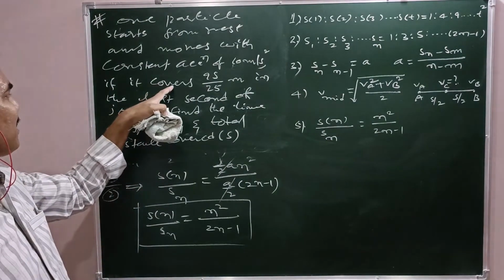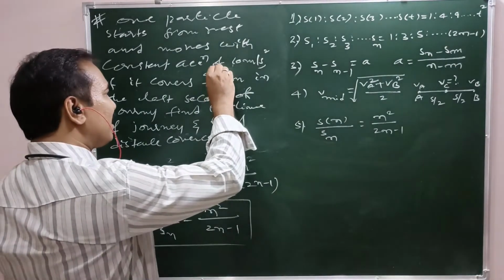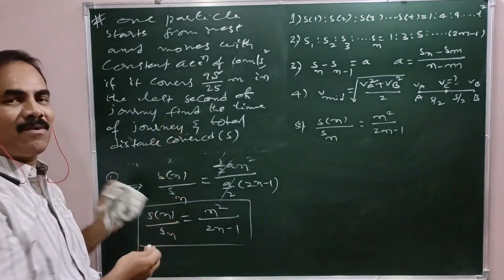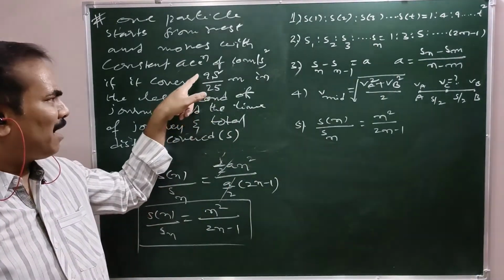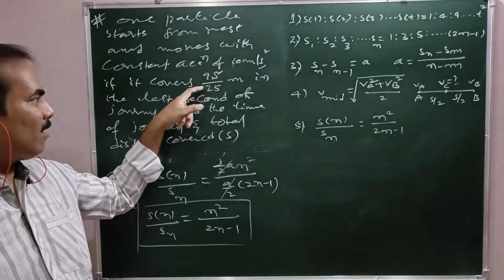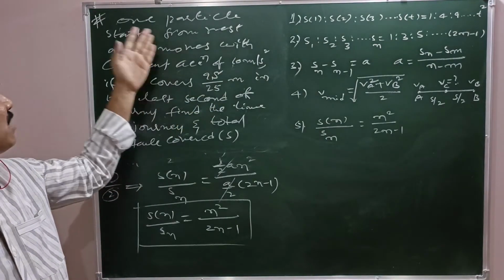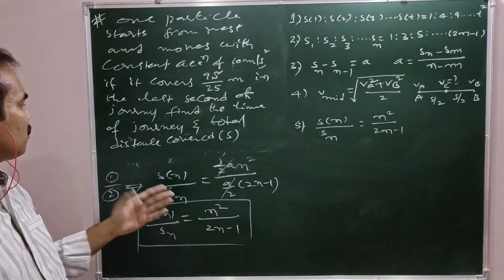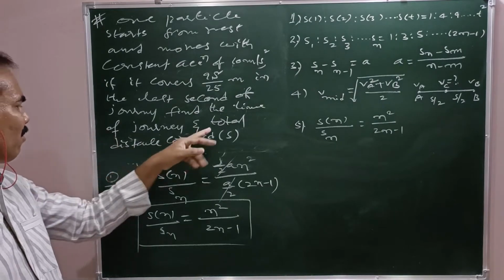See here, in the last second of its journey, what is the distance covered by the particle? 9 by 25 of s. What is s here? Total distance covered. So if s is the total distance covered in total seconds, in the last second, that is in nth second, it covers 9 by 25 times the total distance. And the particle starts from rest and moves with acceleration 10 meters per second square. Right? So we need to find total journey time and total distance covered.